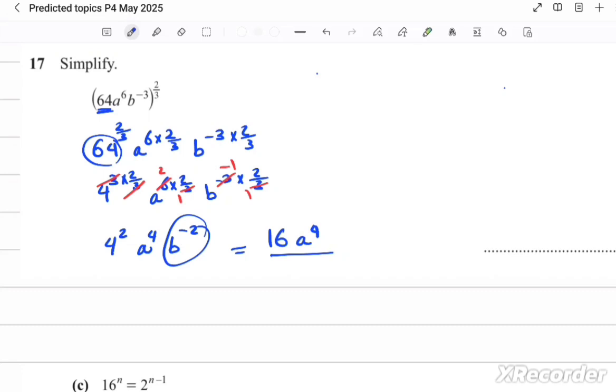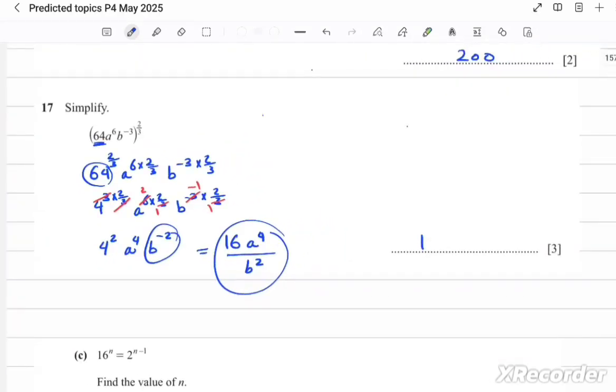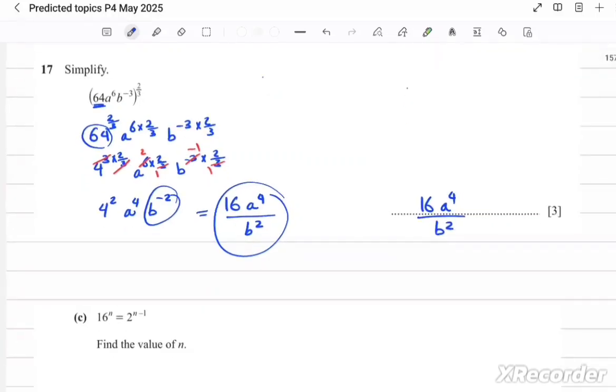If you take the reciprocal, it will be b squared in the denominator. So this is the final answer. You should write it in the space provided. So this is the answer of this question. Next one.